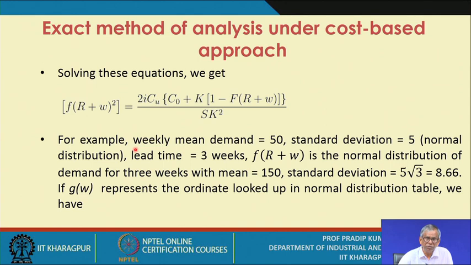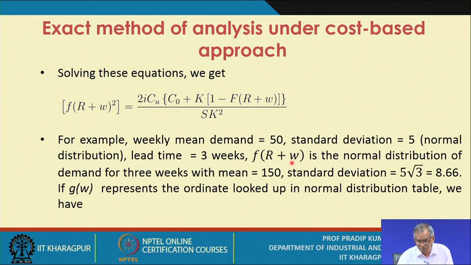So in order to get the values of the order quantity as well as the safety stock, you need to use this expression. For example, the weekly mean demand is 50 physical units. The standard deviation is 5, also in physical units, and we are assuming that the demand is normally distributed. Lead time is 3 weeks, assumed constant, and this one is the probability density function of R plus W.